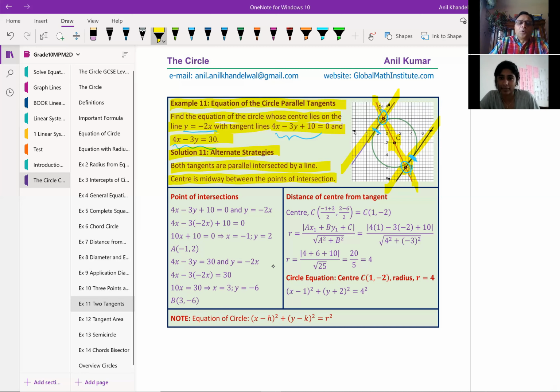So we'll definitely find the point of intersection between the lines, and we are only going to use those points to find the midpoint to get the center. Point C is midway of those 2 points A and B. Using those 2 points, we got the midpoint. That is simple as that. Then I know the midpoint and I know the tangent. What should I do? I should use my distance formula to find the radius.